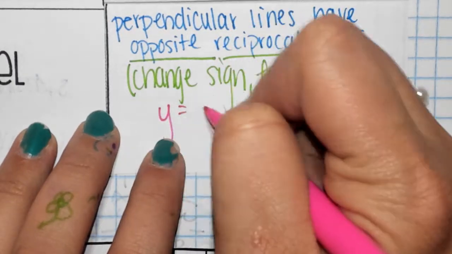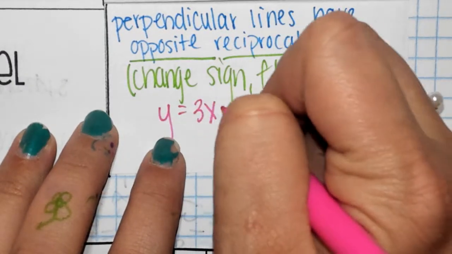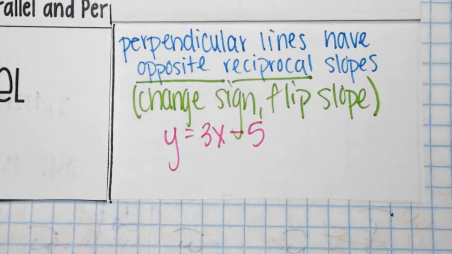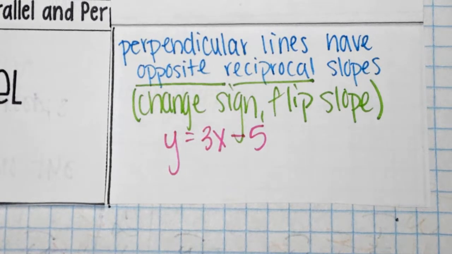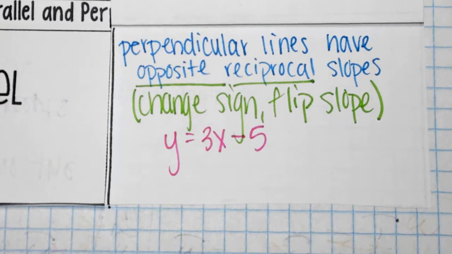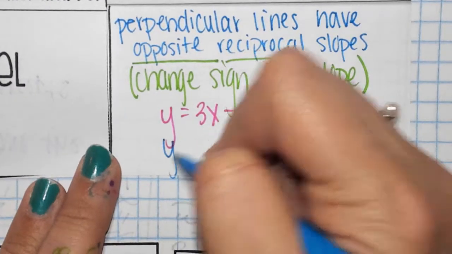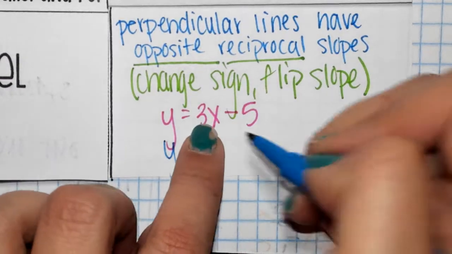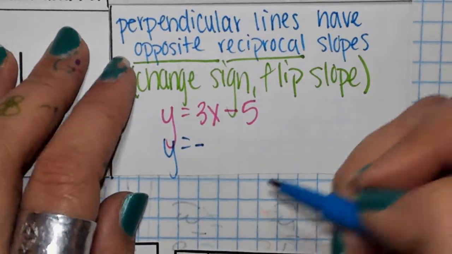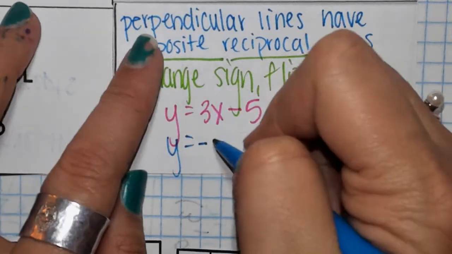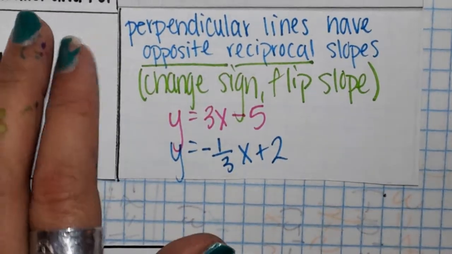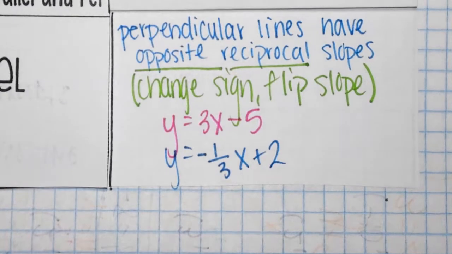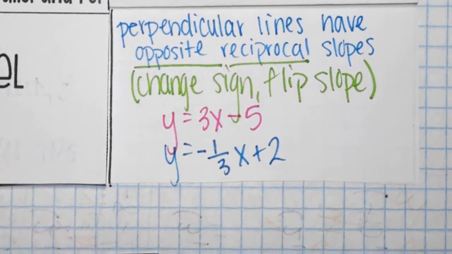So if I had y equals 3x minus 5, is that a positive or negative slope? That's a positive. So what's my perpendicular slope going to be? Is it going to be positive or negative? Negative. So we change the sign. This is positive, so it's got to be negative, and we flip it. So this would become negative 1/3 x, and those two are perpendicular. So you just flip it over.